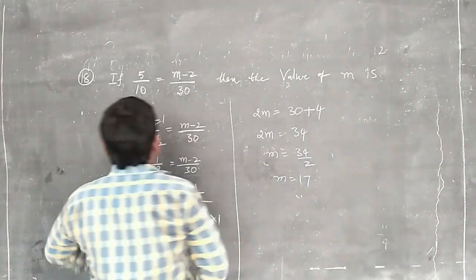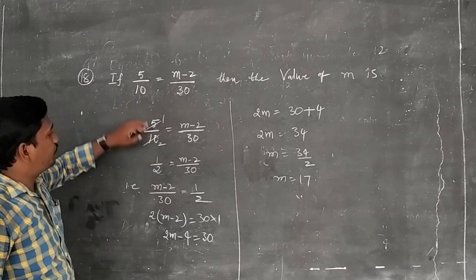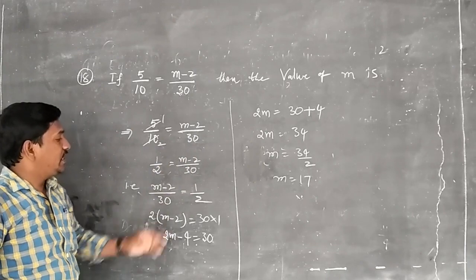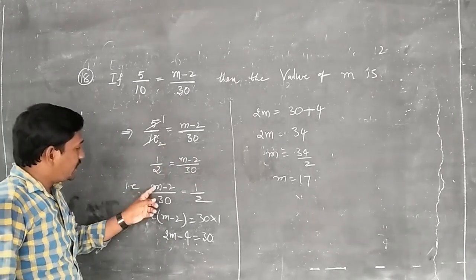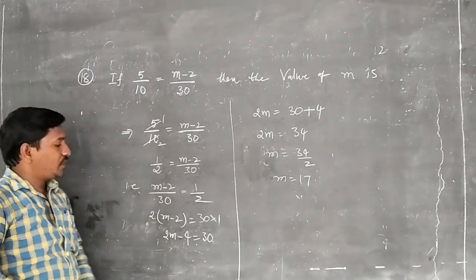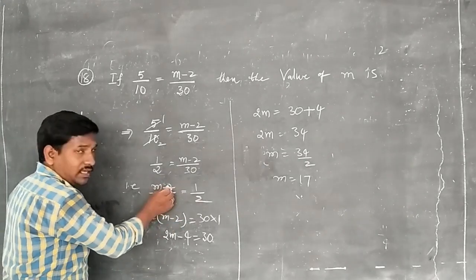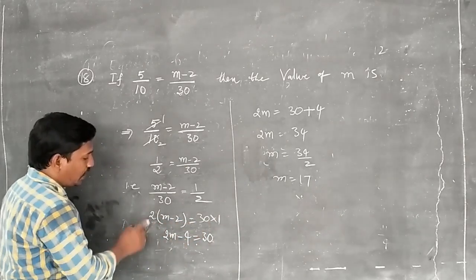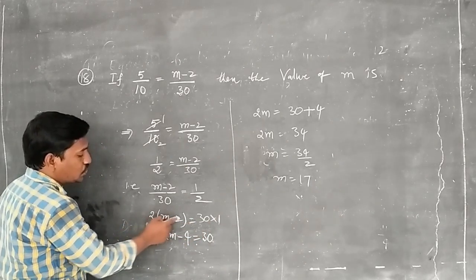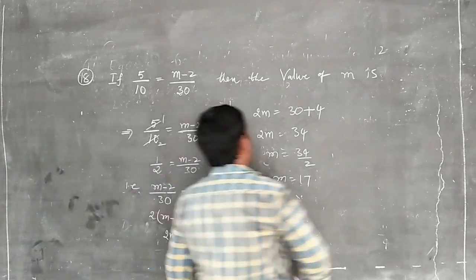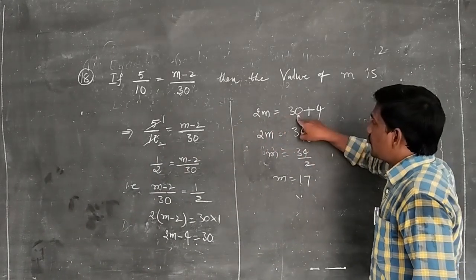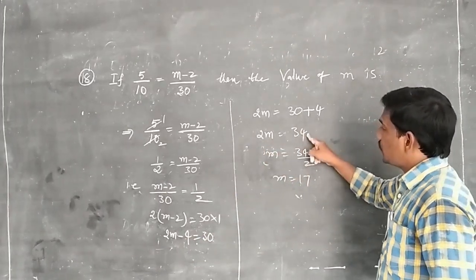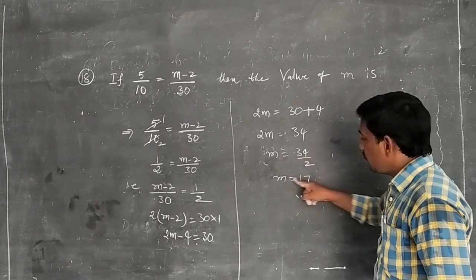5 by 10 equals m minus 2 by 30. So cancel: 5 by 10 should be cancelled like 1 by 2. 5 table 1 time, here 2 table. 1 by 2 equals m minus 2 by 30. By cross multiplication, 2 into m minus 2 equals 30 into 1. 2m minus 4 equals 30. 2m equals 30 plus 4 by transposition. 2m equals 34. m equals 34 by 2, that is m equals 17.